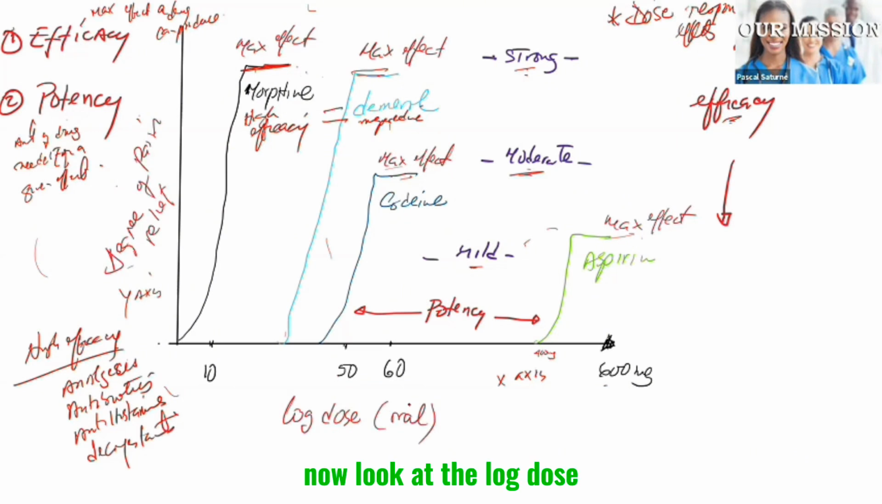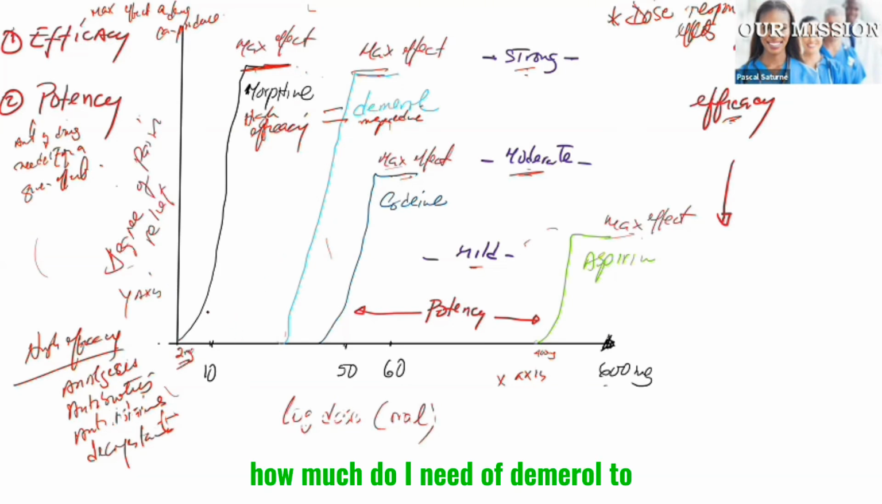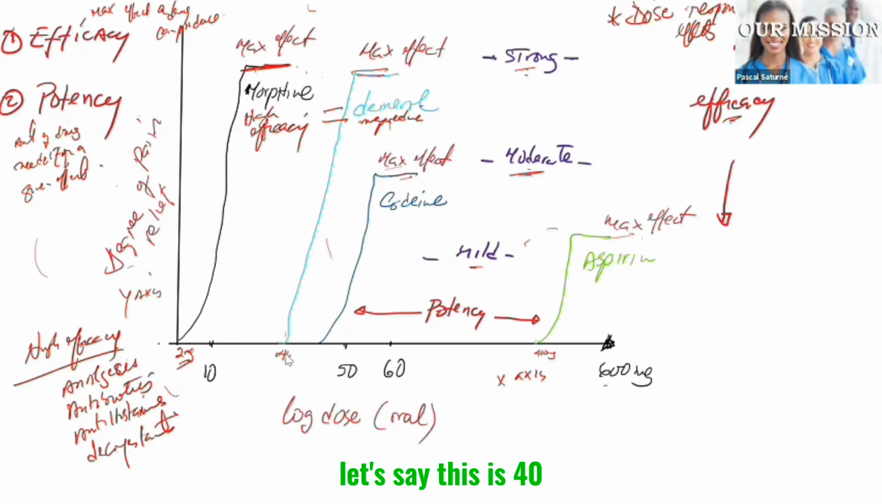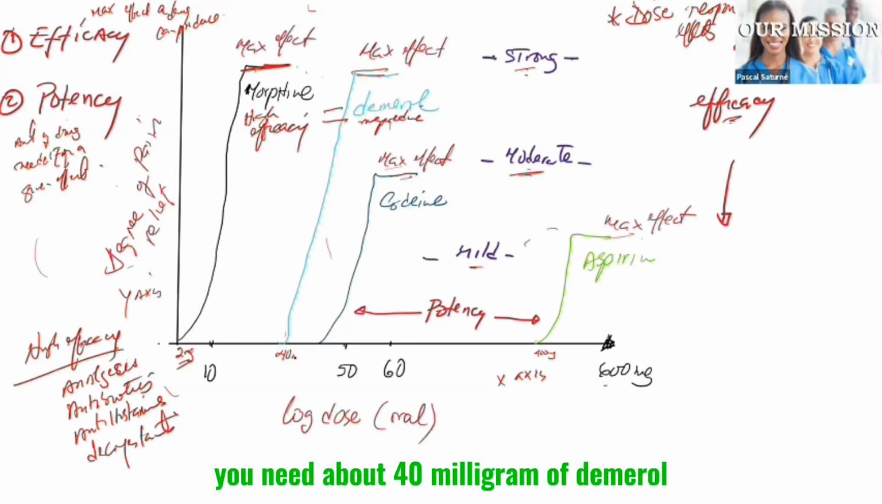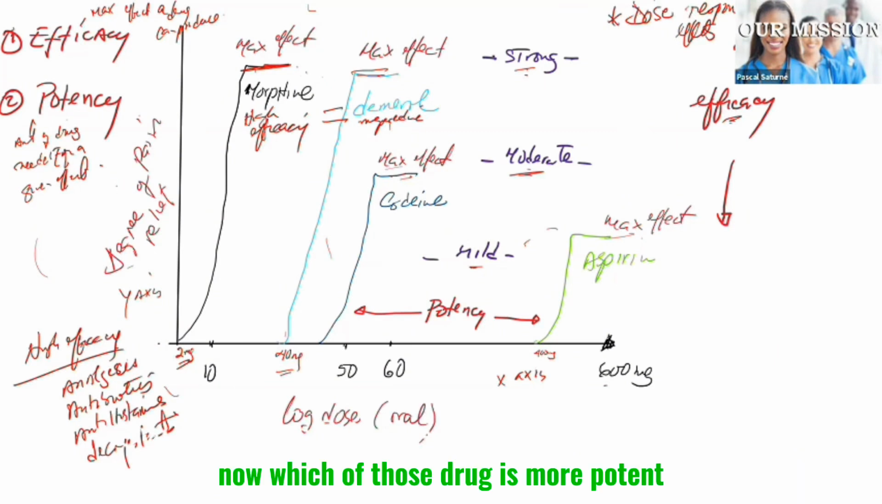Now, look at the low dose. Look at the potency of the drug. How much do I need of morphine to get that maximum effect? Let's say here, it's 2 milligrams of morphine. And then look at Demerol. How much do I need of Demerol to get that maximum effect? So if we go 10, 20, 30, 40, let's say this is 40, you need about 40 milligrams of Demerol to get that same maximum effect. Now, which of those drugs is more potent? What would you answer me? Obviously morphine is more potent.